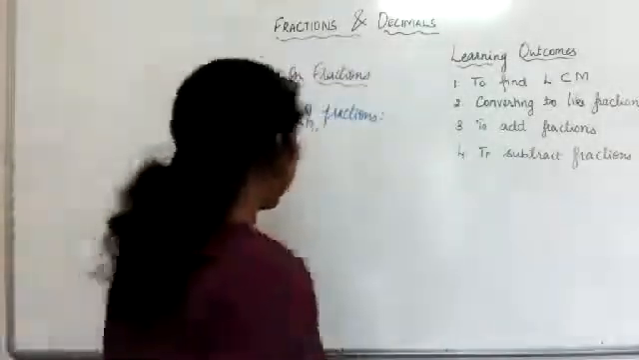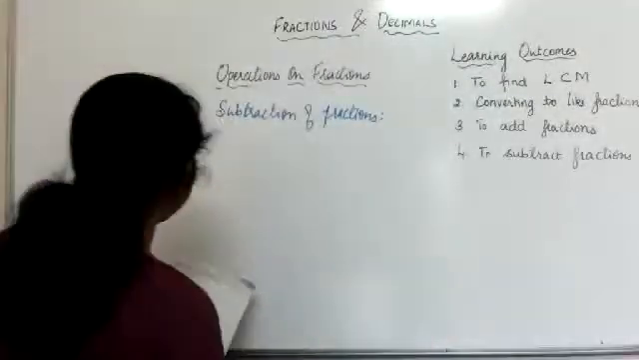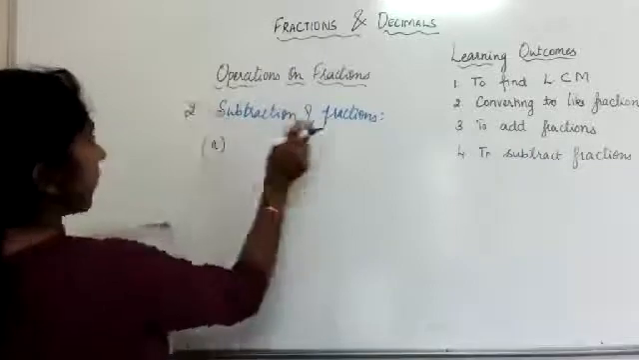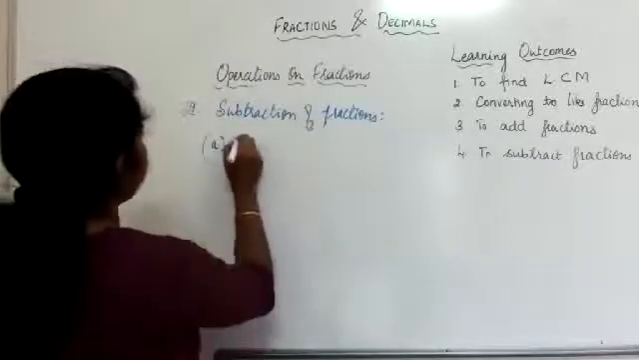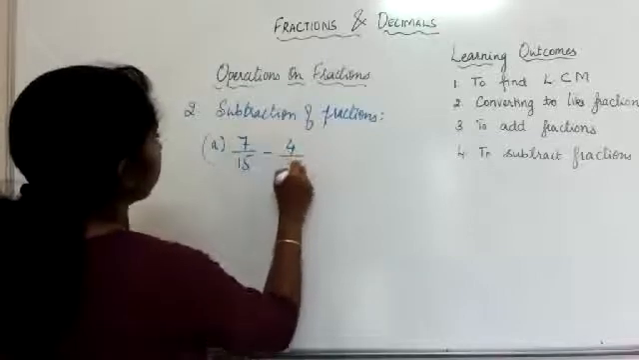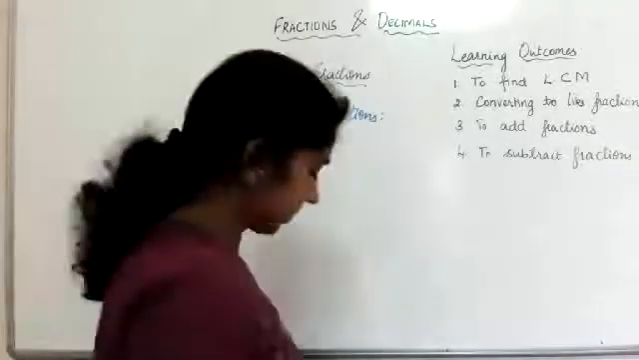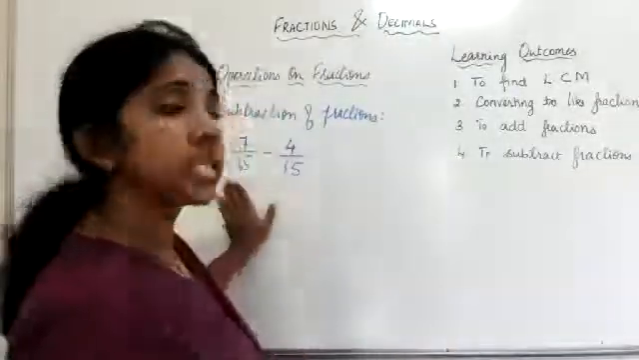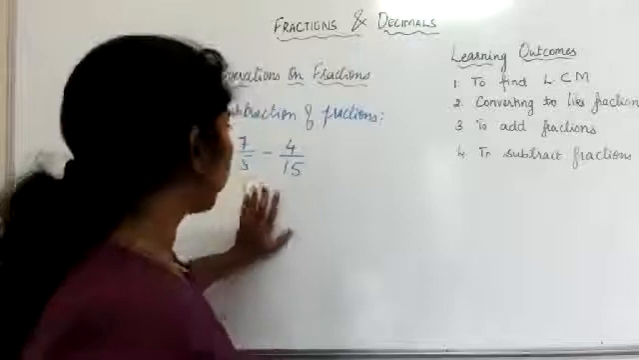So we'll start with the first question. So again, I'll start with when the denominator is the same. So second one is subtraction of fractions. So 7 by 15 minus 4 by 15. So we have to subtract two fractions. So how to subtract?